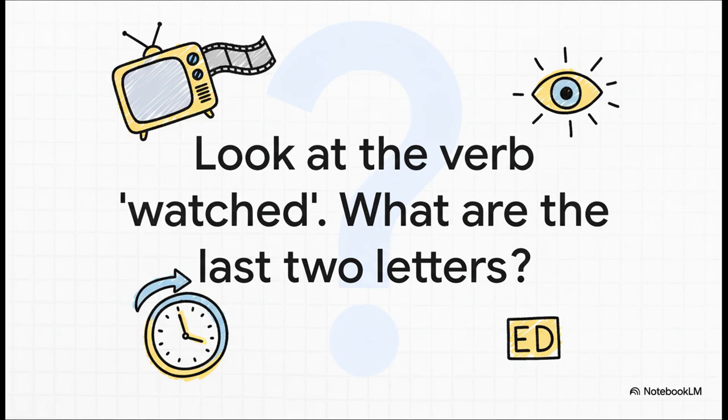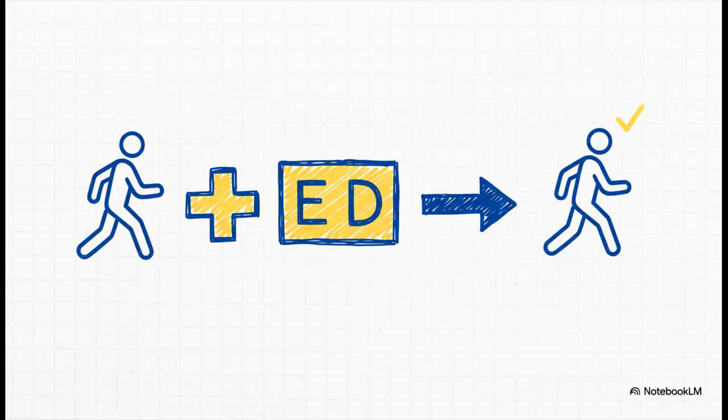All right, let's zoom in a little bit. In that conversation, we heard the verb watched. Take a look. What are the last two letters of that word? That's it. The ending is ed. Verbs that do this, that just add an ed to talk about the past, we call those regular verbs.